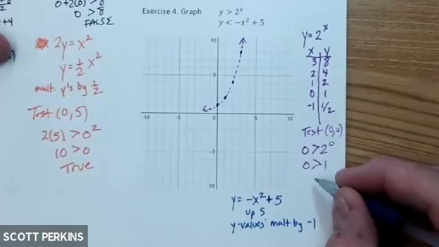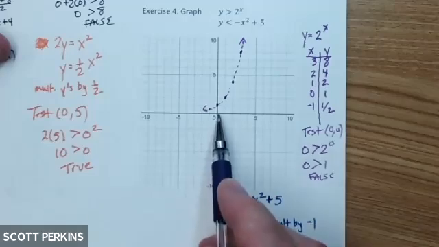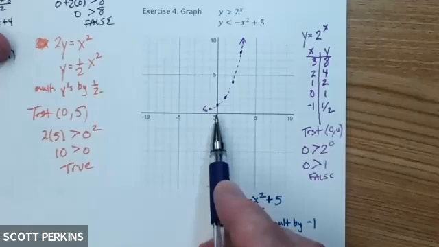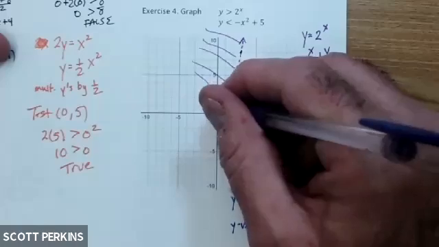Well, that is not true. That is a false statement. And so down here, that's my test point, where my pen is. I got false. So that means I'm going to shade up here, at the curvy end of the J curve like that.